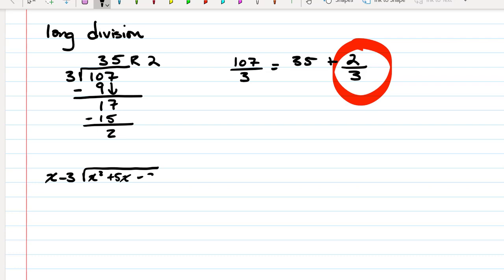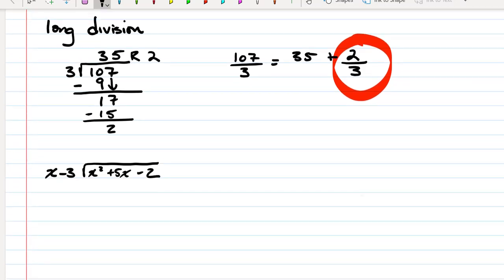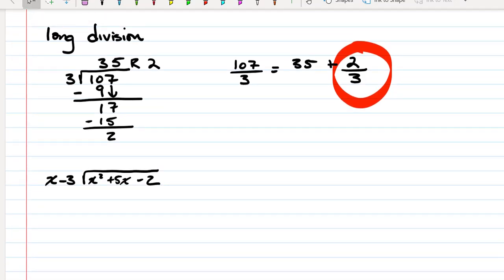take away 2, we're going to start off by doing the exact same thing. But we need to ask ourselves the question, how many times does x divide into x squared, which was the same thing we had up here, how many times does 3 divide into 10? So our question was, how many times does x divide into x squared? Or in other words, what is x squared divided by x? Well, x squared divided by x is just x.